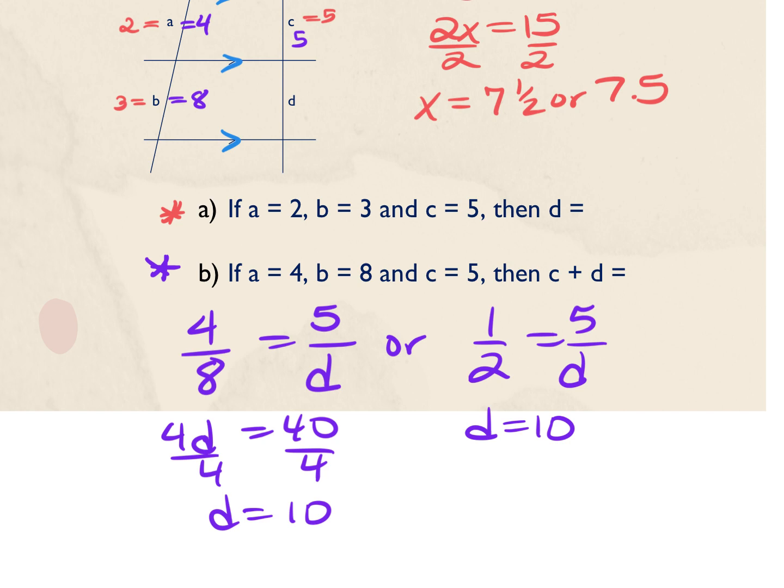So now to get the answer, C plus D, remember C was 5. I just found D to be 10. So C plus D equals 15.